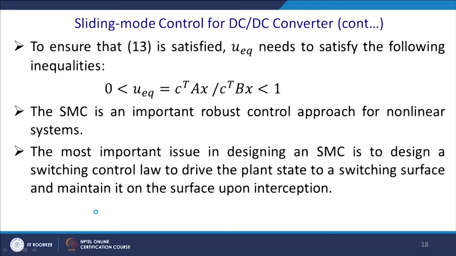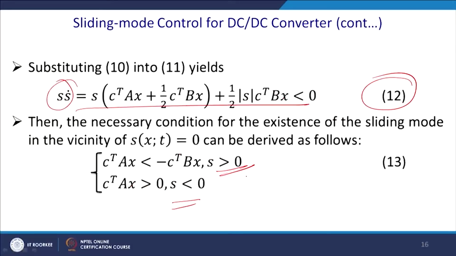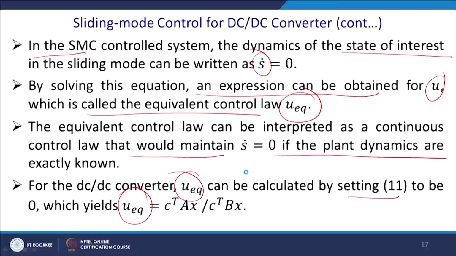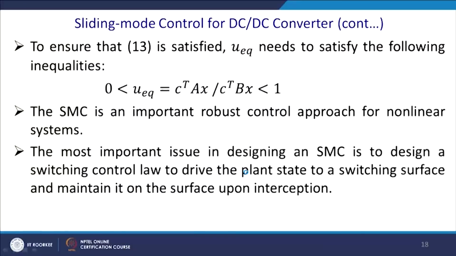And thus please go back to the equation number 13. So, this is the equation number 13. So, this is a necessary and sufficient condition also. To ensure that 13 is satisfied, u EQ needs to satisfy the following inequalities. So, these are the inequalities: u EQ should be greater than 0, u EQ equal to Ct Ax by Ct Bx, less than 1. Thus, SMC is an important robust control approach in the nonlinear system.